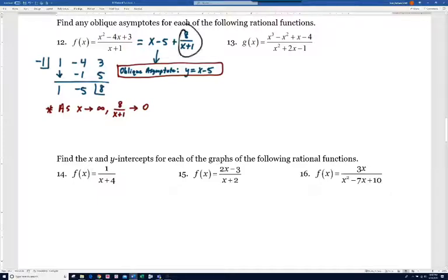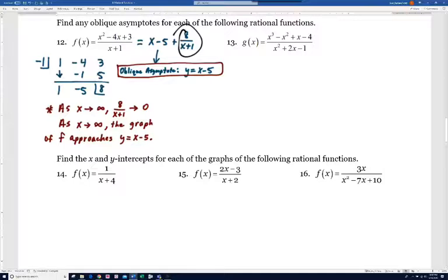Well, if this is getting closer to 0, that means the value of the function, or f of x or y, is going to be x minus 5. So what we're saying here is as x approaches infinity, the graph of f approaches y equals x minus 5. This part here is just going to go to 0 as x gets really big. All right, let's move on to number 13.